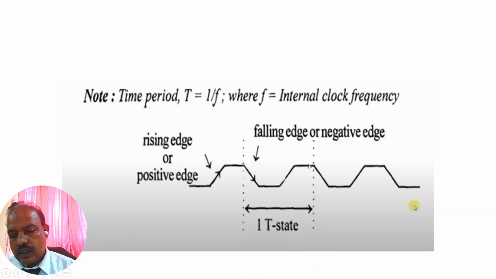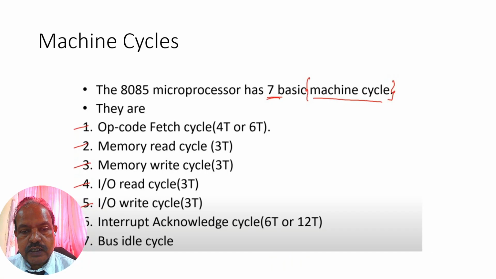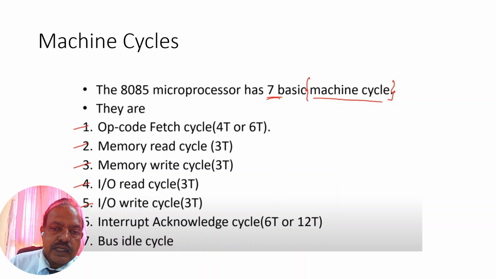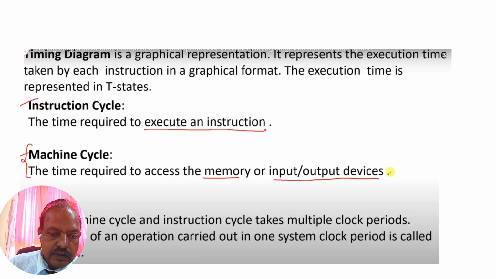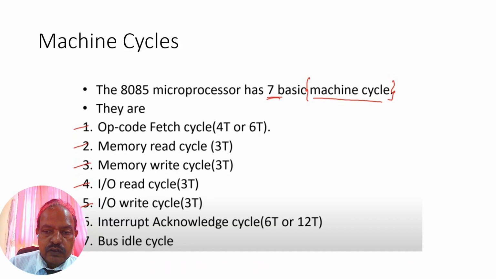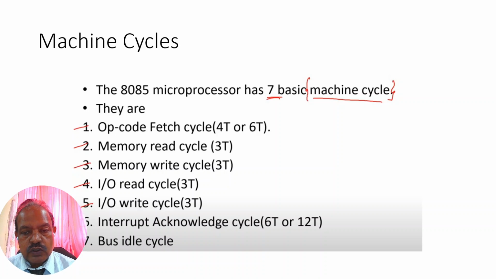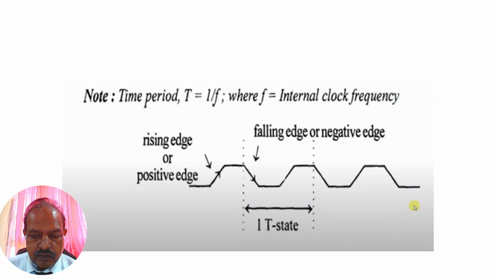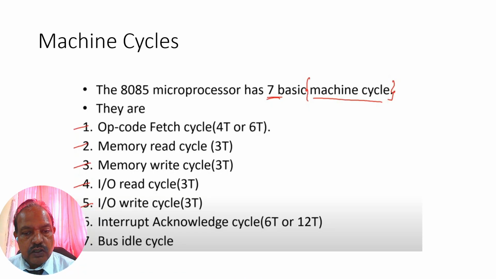Now, what are the instructions, what are the operations, and how many T states each takes, that we are going to study in 8085. Now, what is the machine cycle? I have said the machine cycle is the time required to access either memory or IO devices. The 8085 microprocessor has seven basic machine cycles. What are they? One is the opcode fetch. Fetching the opcode takes 4 to 6 T states.